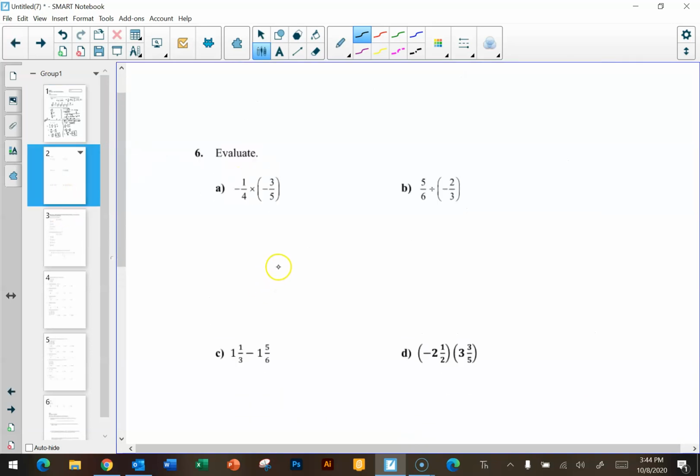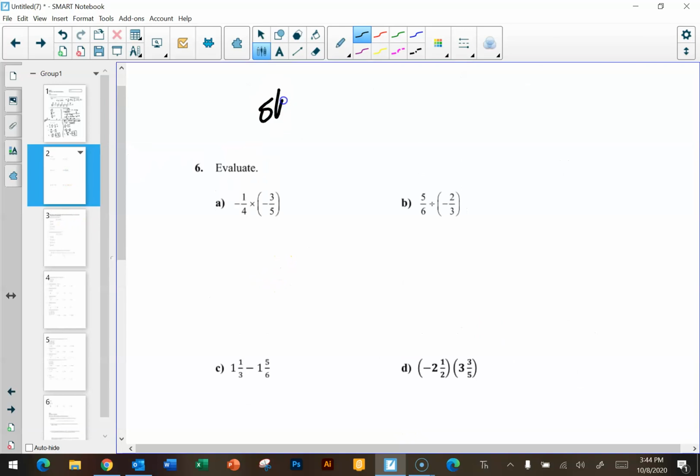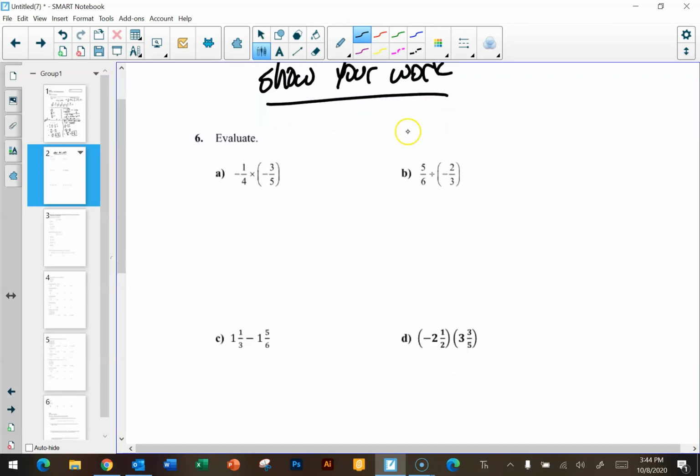All right, we've got evaluate. Okay, show your work. You're going to need to show your work for full marks on the exam, so please get in the habit of doing it. Okay, so evaluate just means find the answer. We've got multiplication. So for these ones, always try to find out ahead of time, is your answer going to be positive or negative? Because it can, and then just drop the signs.